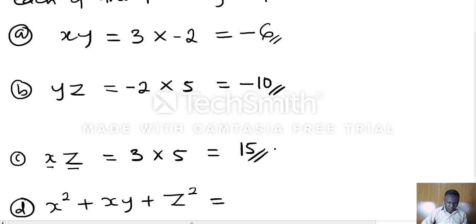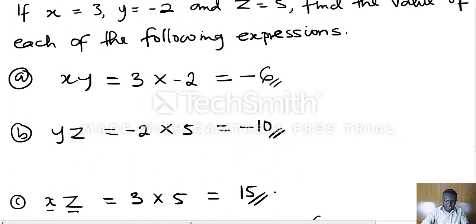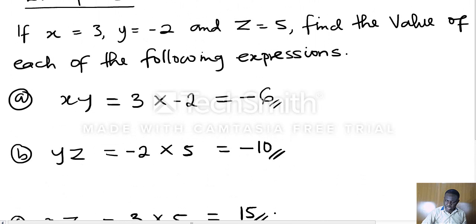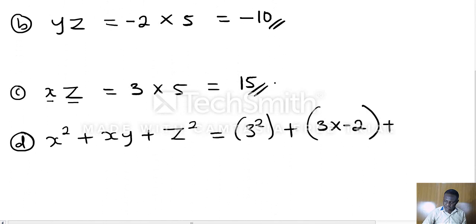So this is x squared plus xy plus z squared. X is said to be 3, so this is going to be 3 squared to be added to the product of x and y, and we have it that x is given as 3 and y is given as -2, so this is going to be 3 to be multiplied by -2 plus z squared, and z is said to be 5, so this is plus 5 squared.